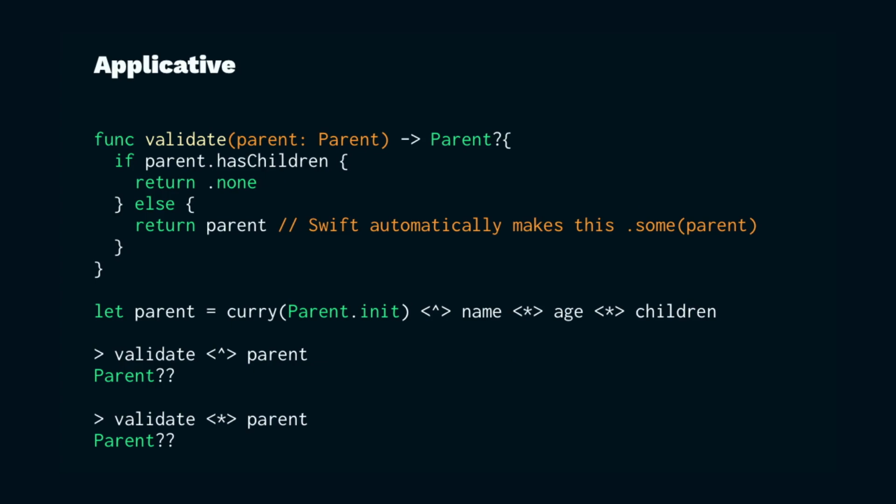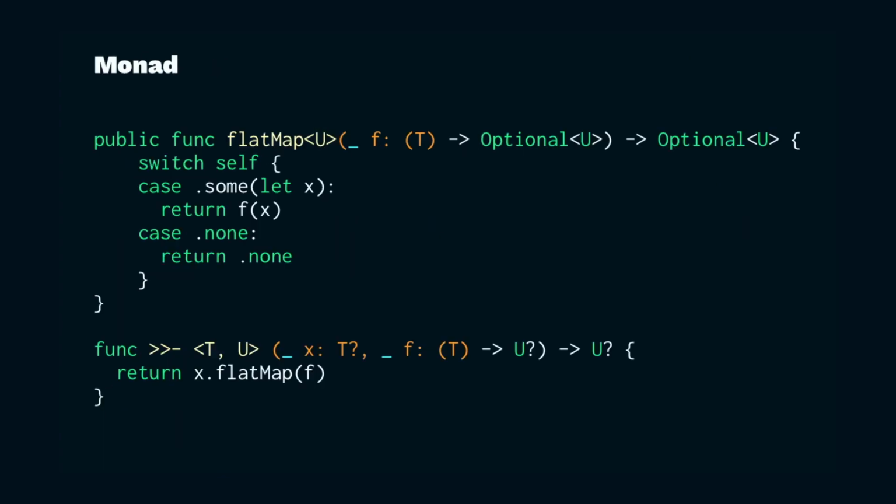This is because when we call validate, parent is an optional functor and applicative, and they cannot change the structure of the return value. So when validate returns an optional that is embedded into the structure that was already there, which is also an optional, you get a double optional back. And now we get to the magic one. That's where monad comes in, because it is allowed to change that structure.